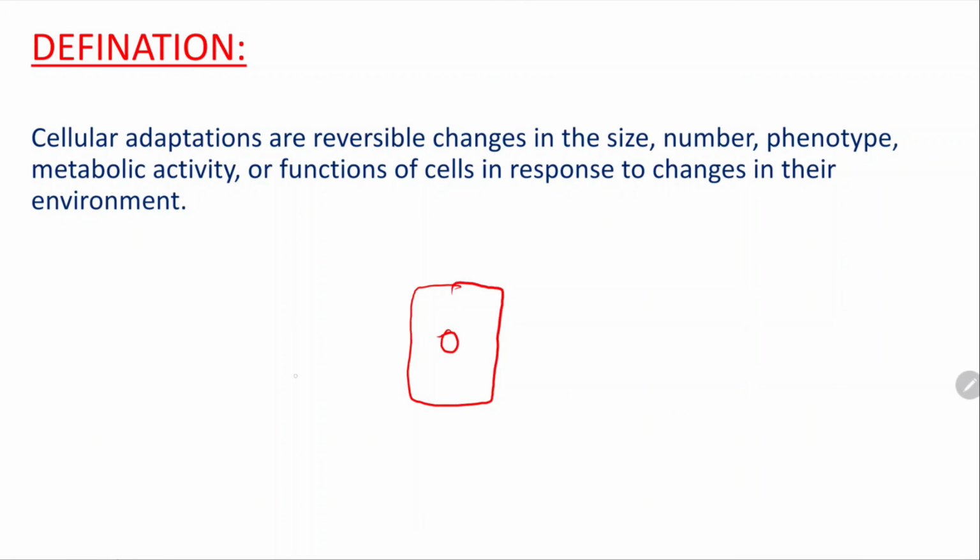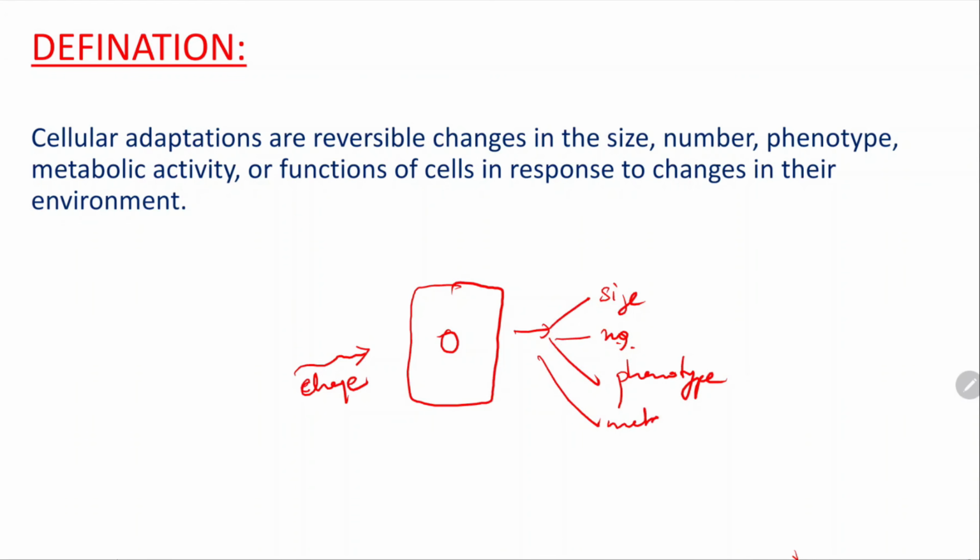Whenever a normal cell undergoes any change in the environment, the cell will undergo certain reversible changes. And these reversible changes could be in the form of change in the size of the cell, or change in the number of the cell, or change in the phenotype of the cell, or change in the metabolic activity of the cell, or change in the function of the cell. This is known as cellular adaptation.